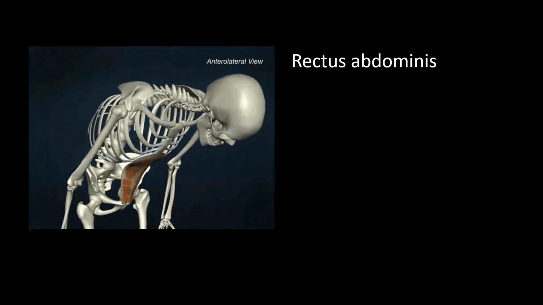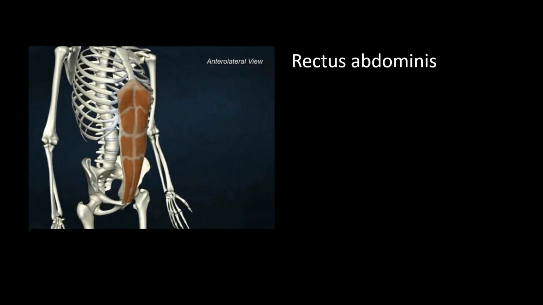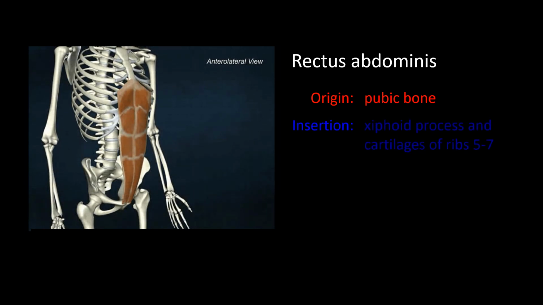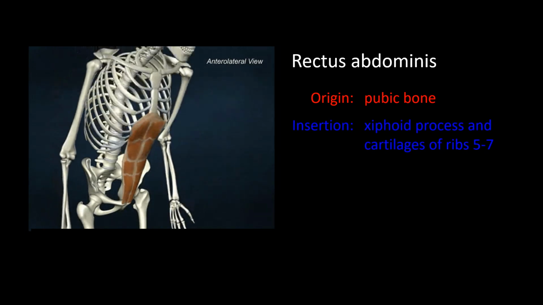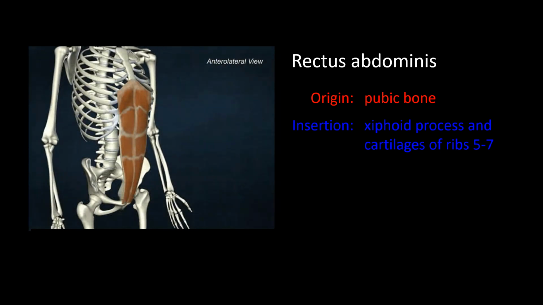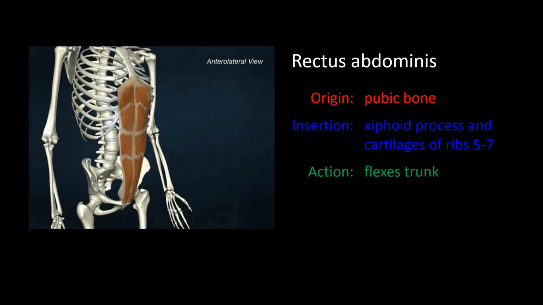This is the rectus abdominis, which you might also know as a six-pack. So the origin of the rectus abdominis is the pubic bone. The insertion is actually the xiphoid process and the cartilages of ribs 5 through 7. So as you can see here, the action of the rectus abdominis is to flex the trunk.